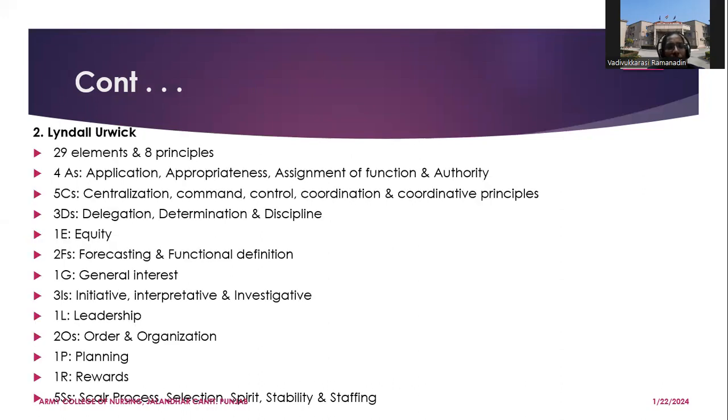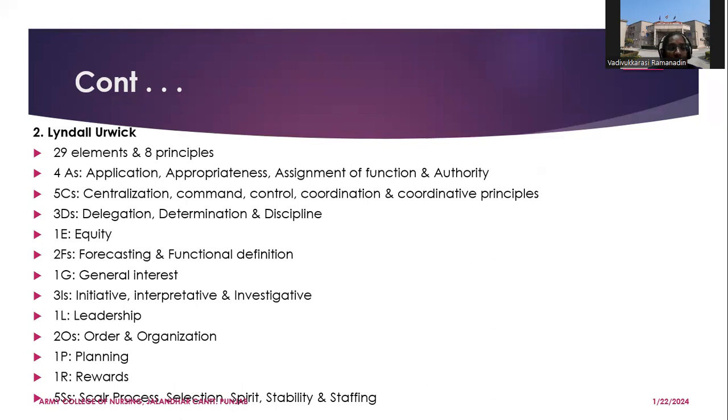Moving on to Lyndall Urwick, he was speaking about 29 elements and 8 principles of management. What are the 29 elements? 4 A's, that is application, appropriateness, assignment of function, and authority. The 5 C's: centralization, command, control, coordination, and coordinative principles. 3 D's, which involve delegation, determination, and discipline. We have discussed all of it already, so I'm not describing again and again. And 1 E, that is equity.